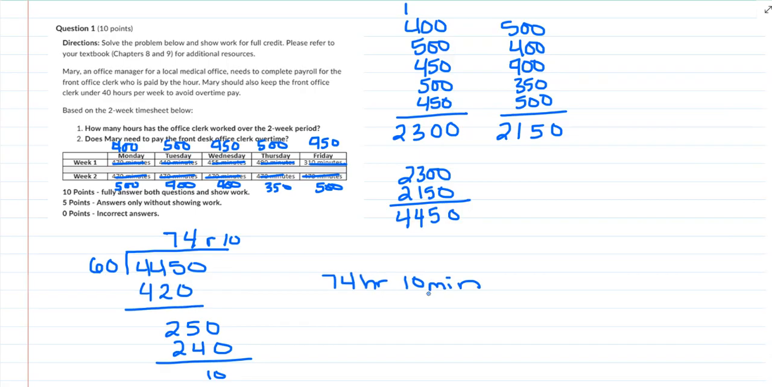And then you would want to answer the second question based off of the original timesheet. Does Mary need to pay the front office clerk overtime? In the original problem, it says Mary should also keep the front office clerk under 40 hours per week to avoid overtime pay. So 40 hours per week over 2 weeks would be 80 hours. And she is under that in this case. So that would be no overtime for this example. So you would want to check that against the original numbers and answer the question accordingly.